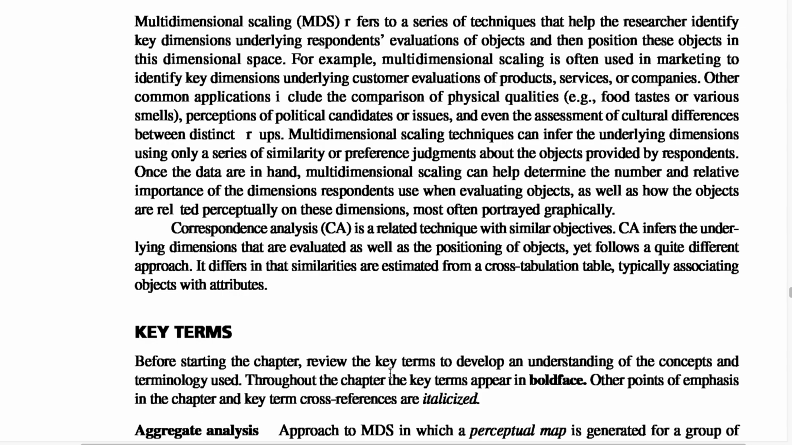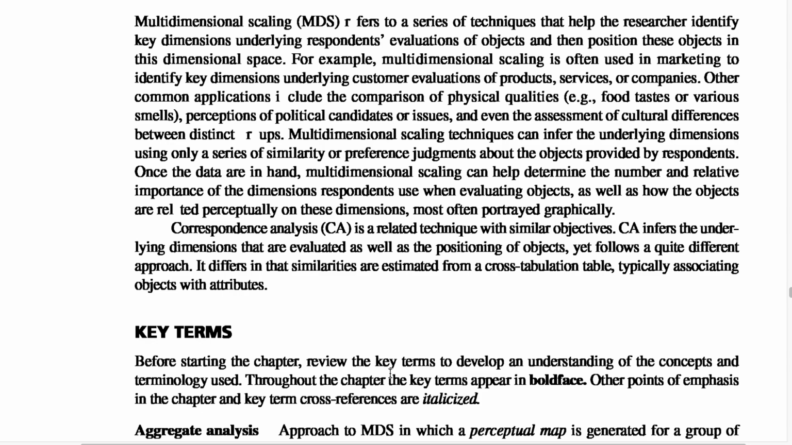Multidimensional scaling techniques can infer underlying dimensions using only a series of similarity or preference judgments about the objects provided by respondents. Once the data are in hand, multidimensional scaling can help determine the number and relative importance of the dimensions respondents use when evaluating objects, as well as how the objects are related perceptually on these dimensions, most often portrayed graphically. Correspondence analysis is a related technique with similar objectives.